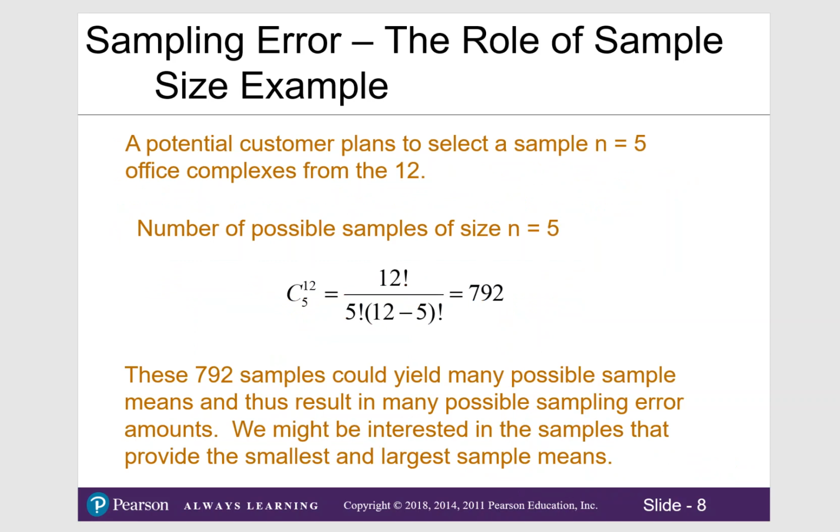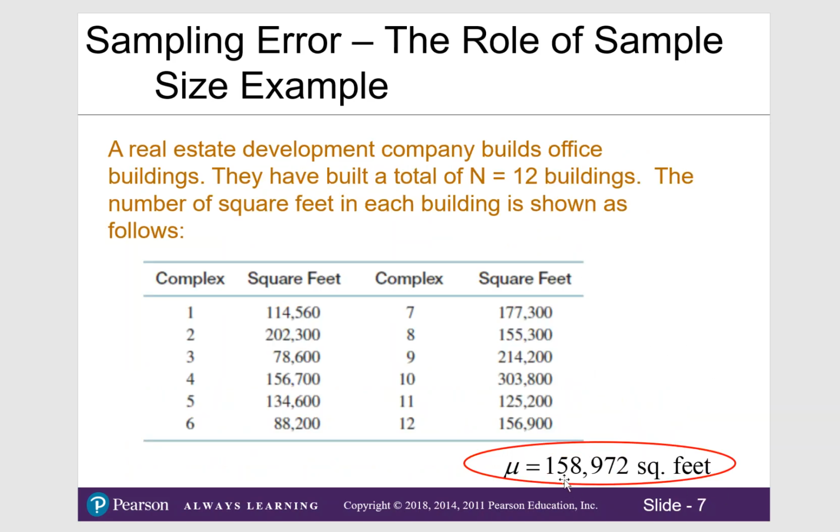Okay, so suppose a potential customer plans to select a sample of 5 of the complexes from the 12. We notice that using our ideas from the binomial earlier, the number of ways of selecting 5 out of 12 is 792. Now, I don't advocate you go out and do all 792, but if you have a computer handy, you can make it do it for you. And that could yield all the possible samples of that size. Once you have all the possible samples, you could look at all of them and see which is closest to the actual population mean, which we found back in the previous slide.